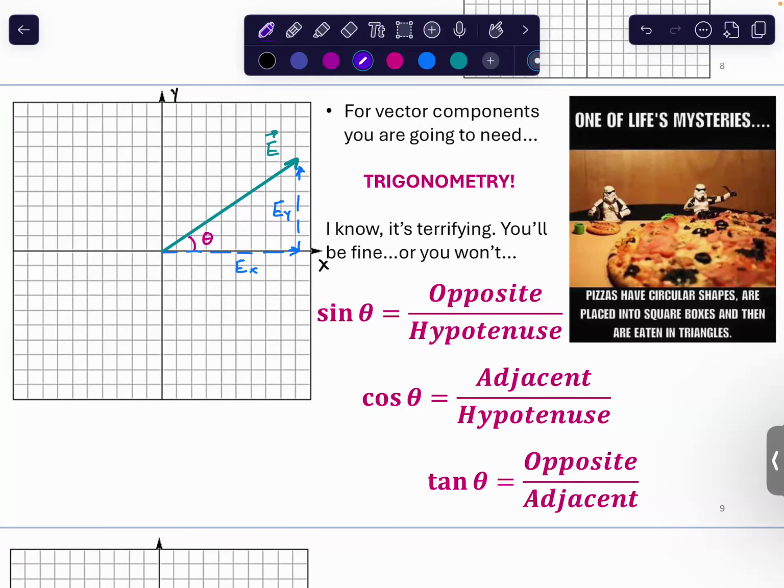So remember, the x component touches the angle theta. So that's adjacent. That's going to be your cosine. Your y component is directly across from your angle. That's opposite. That's going to be your sine. So that's where we get back to, okay, and again, these are your generalized formulas for your components.